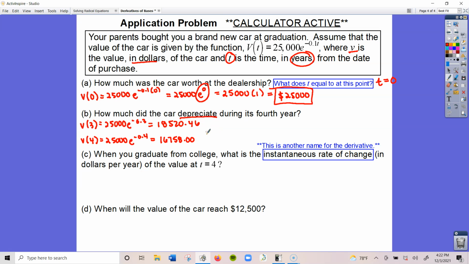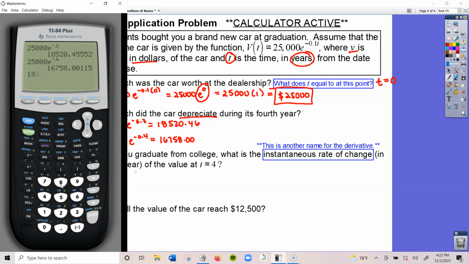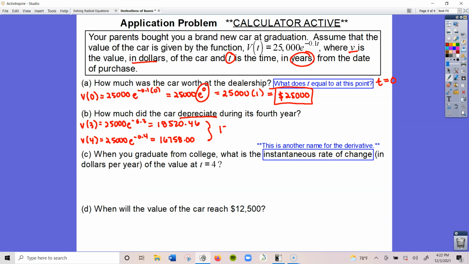And now we're going to subtract. So we're going to do 18,520.46 minus 16,758 and 0 cents, and that's going to give me 1,762 and 46 cents. So this is how much the car depreciated during that 4th year.